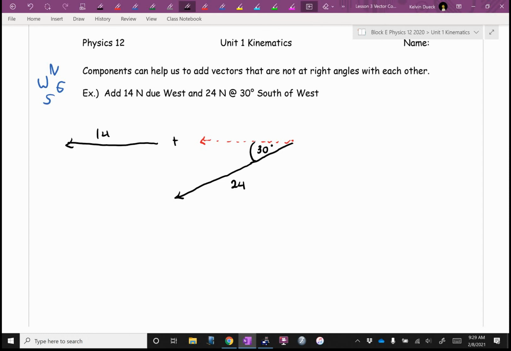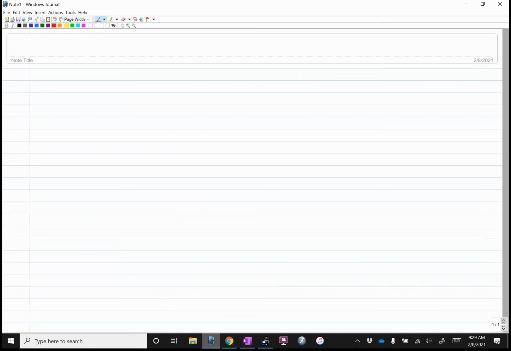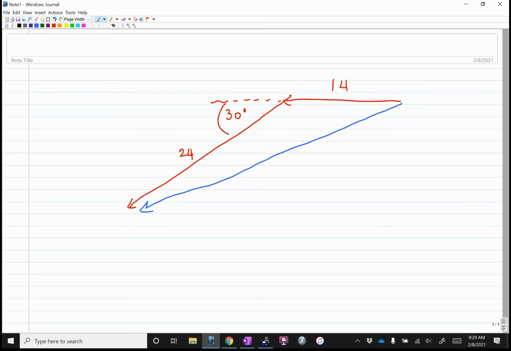How do I add two vectors together? Draw them. One way to do this would be to go, what was the first vector? Magnitude and direction? Don't write this down. And then 24 newtons this way. And the resultant would be from the tail of the first to the tip of the second.